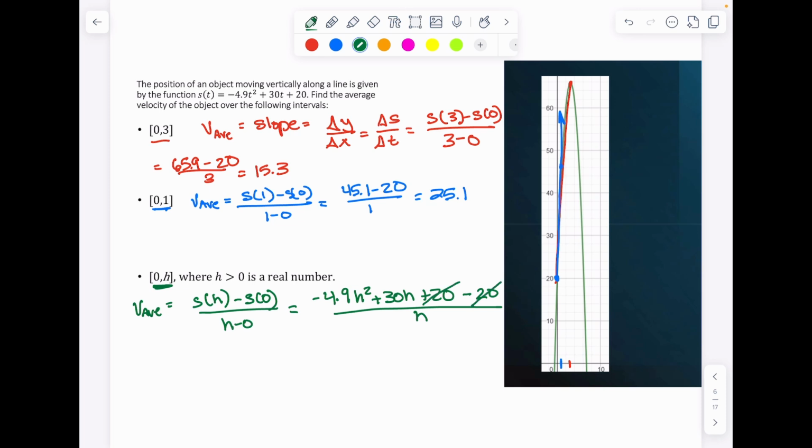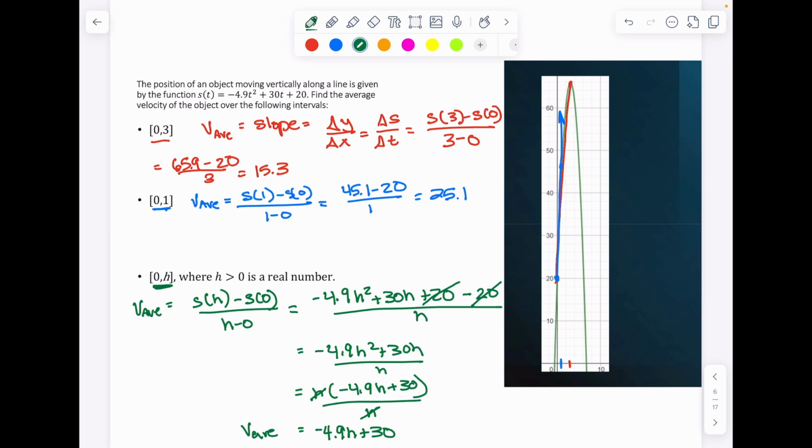My plus 20 and my minus 20 go to 0. So what I have here is negative 4.9 h squared plus 30h divided by h. Well, this can simplify further because I can see in this numerator that I can factor out an h, and h divided by h is just 1. It already told us that h is greater than 0, so it doesn't equal 0, so I don't have a problem with my denominator ever. And I end up with negative 4.9 h plus 30. And this is going to give me my average velocity over the first h seconds.